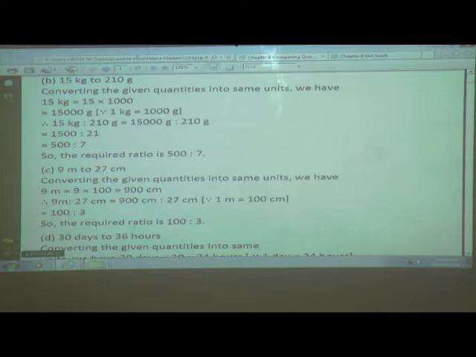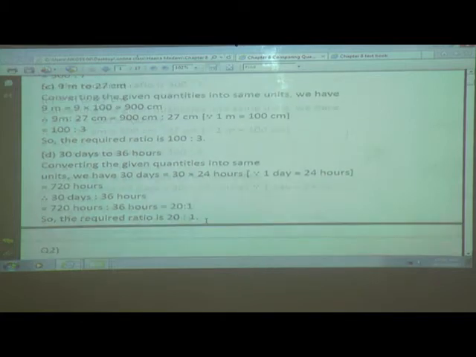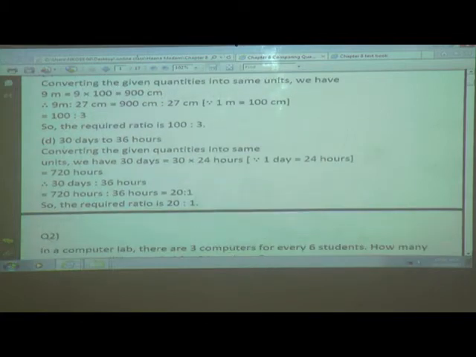So the required ratio is 100 ratio 3. In this way we had seen that by converting the units and making the same unit, we can find out the ratio. One more example we are having here is 30 days to 36 hours.